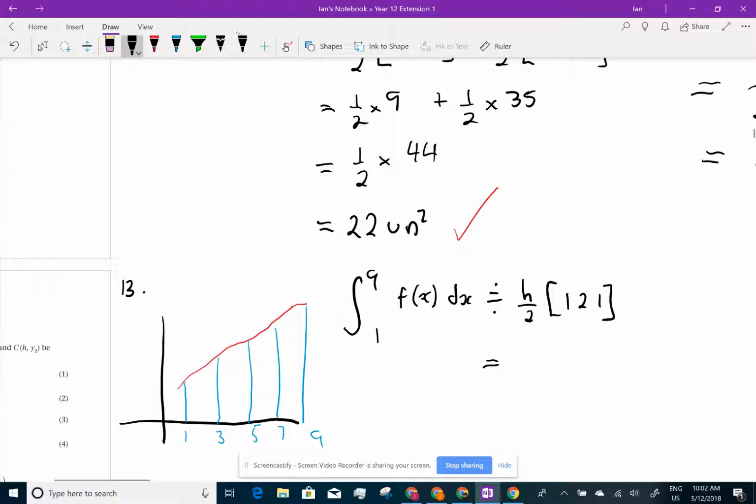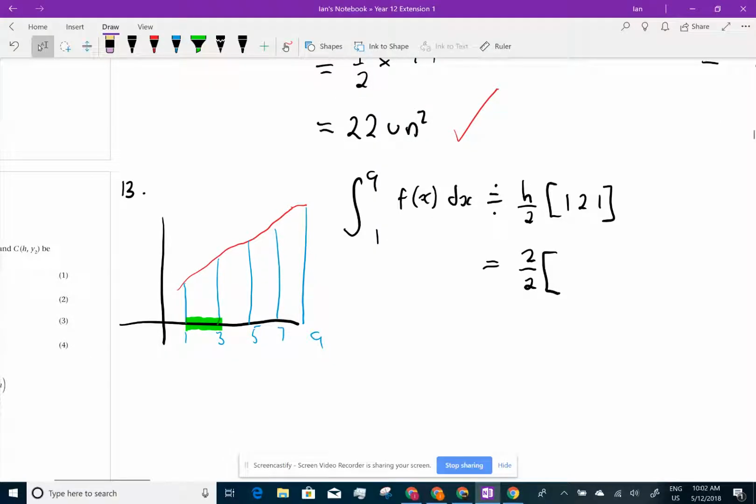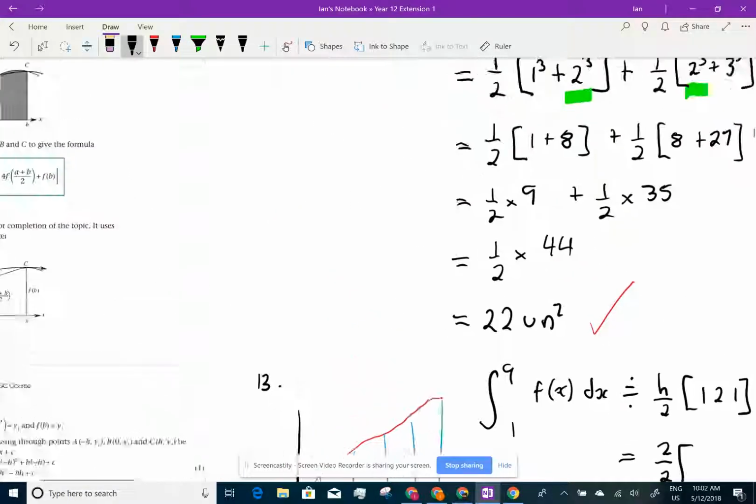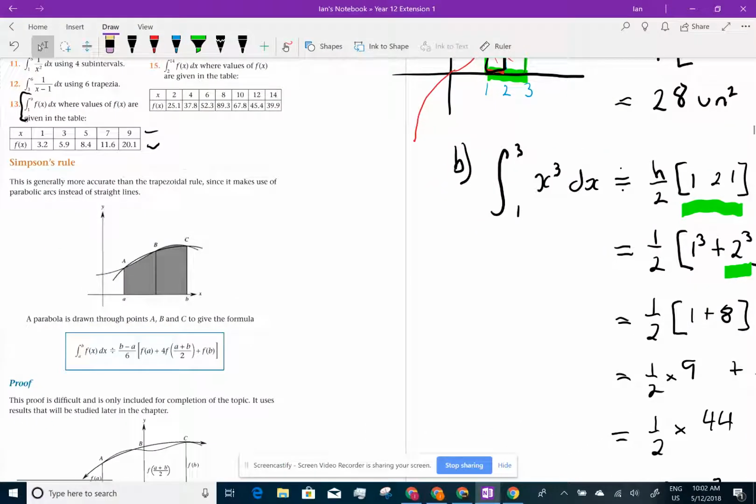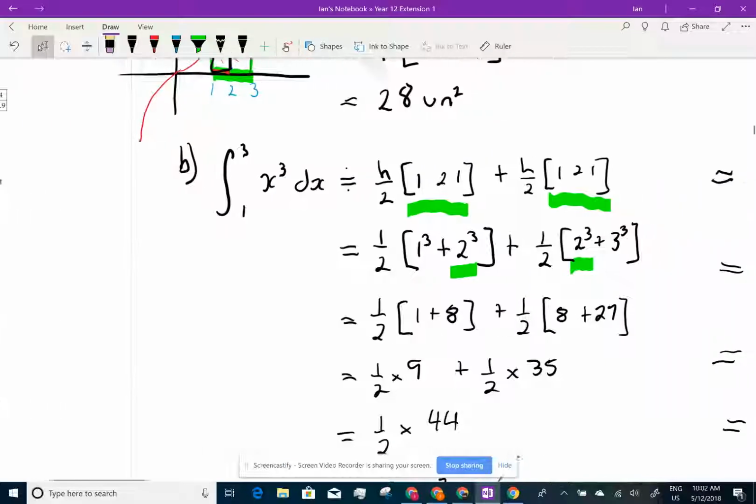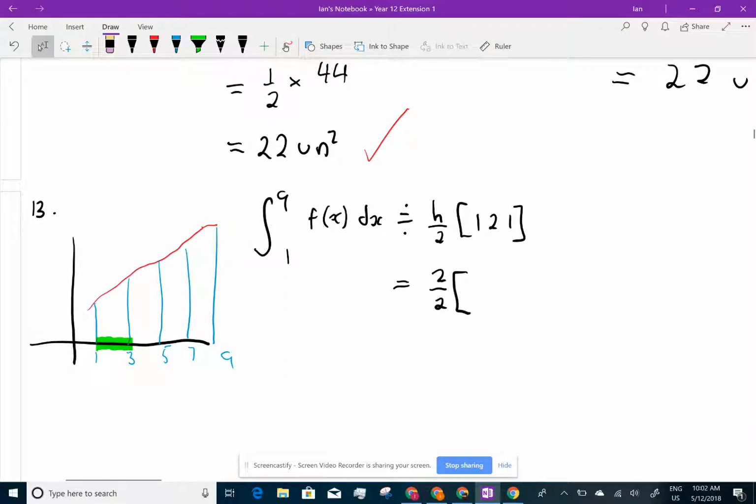Well, the height here is this distance between 3 and 1, and that's 2 units, so it's 2 on 2. That makes it easy because that's just going to be 1. And then I've got to do each of these values. Now they've given them to me in a table. There they are, 3.2, 5.9, 8.4, 11.6 and 20.1. So it's the first one, so 3.2 plus. Now look at it. This 3 is going to be part of this area and part of this area. So there's 2 of them. So 2 times the 3 value, which was 5.9.